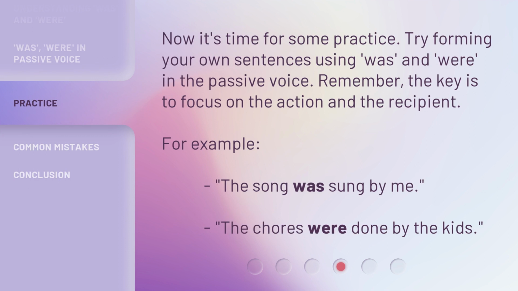Now it's time for some practice. Try forming your own sentences using was and were in the passive voice. Remember, the key is to focus on the action and the recipient. For example, the song was sung by me. The chores were done by the kids.